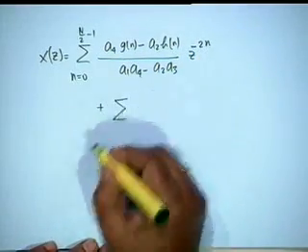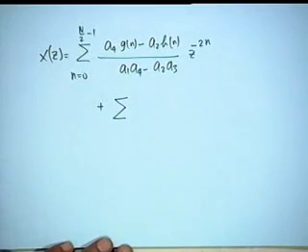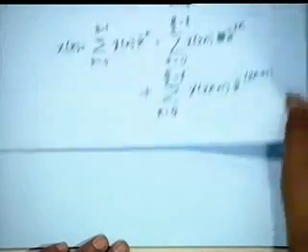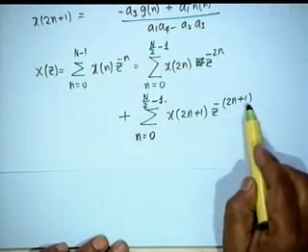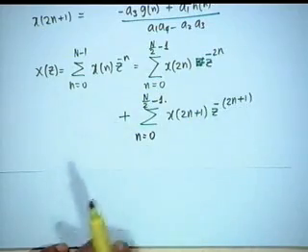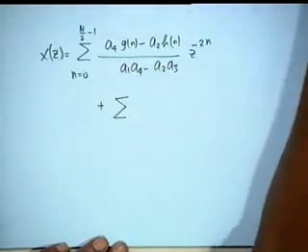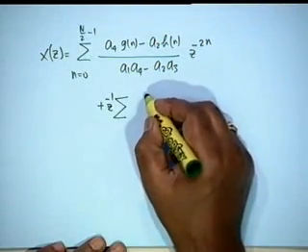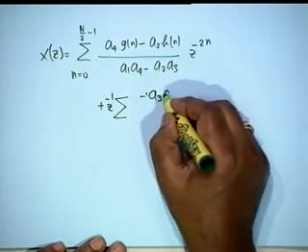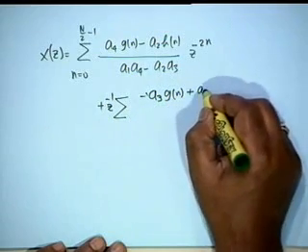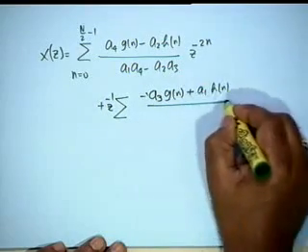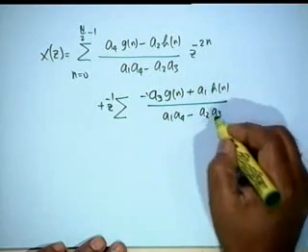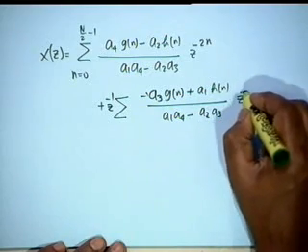plus, ultimately we shall combine the two terms. Instead of writing z to the minus (2n plus 1) in the second one, I can take Z inverse out, then I can combine the two summations. So I take Z inverse out and I write (minus a3 gn plus a1 hn) divided by (a1 a4 minus a2 a3) z to the minus 2n.